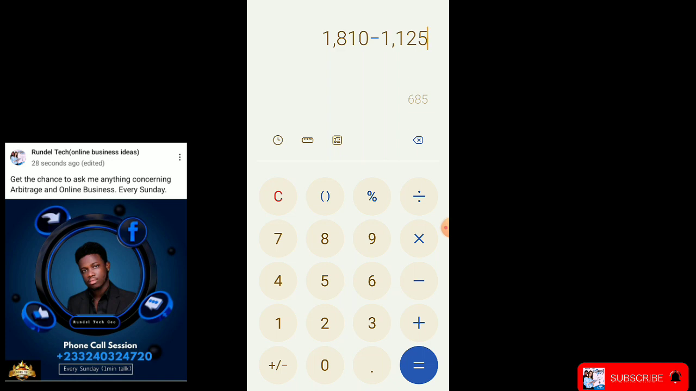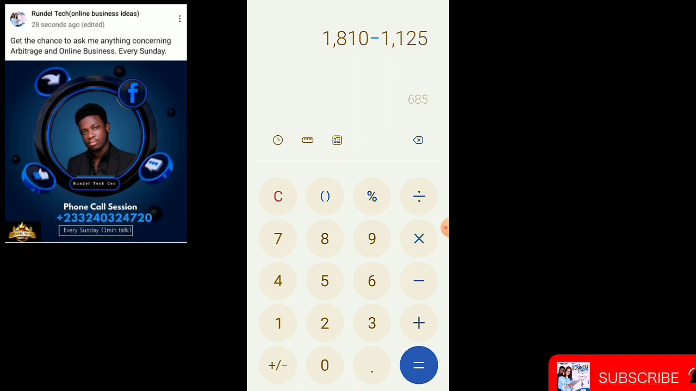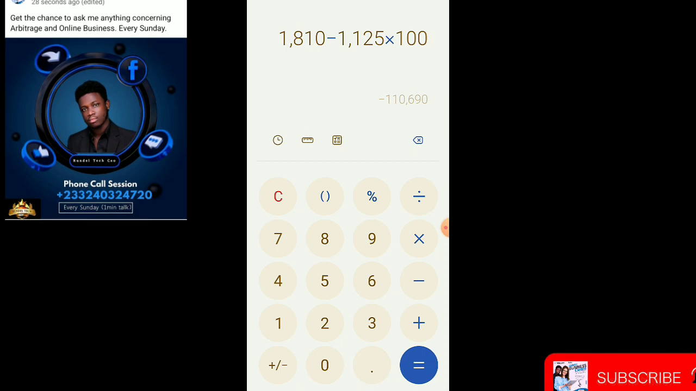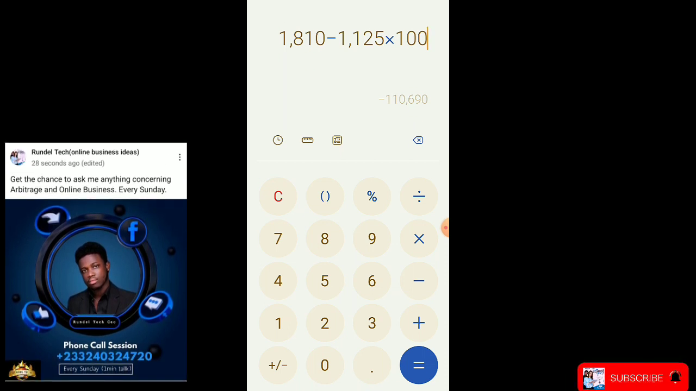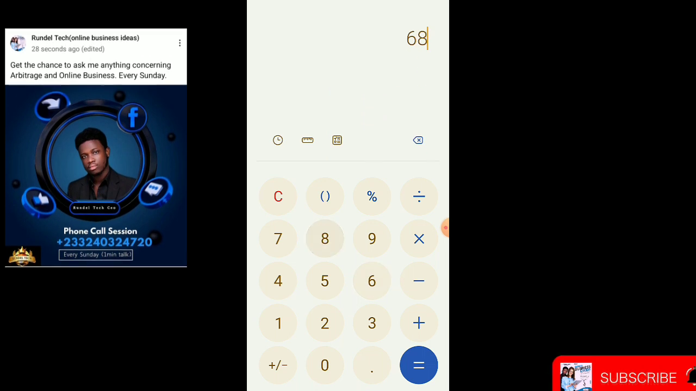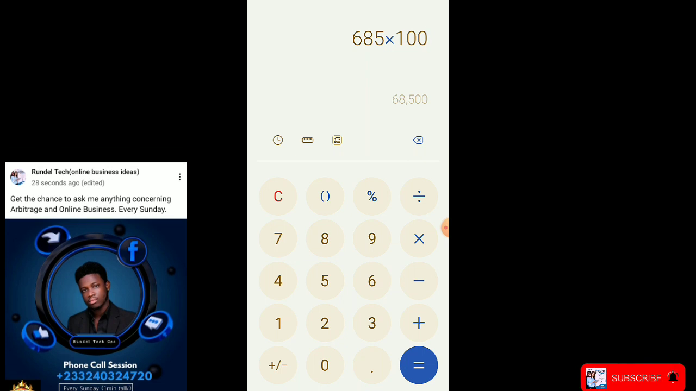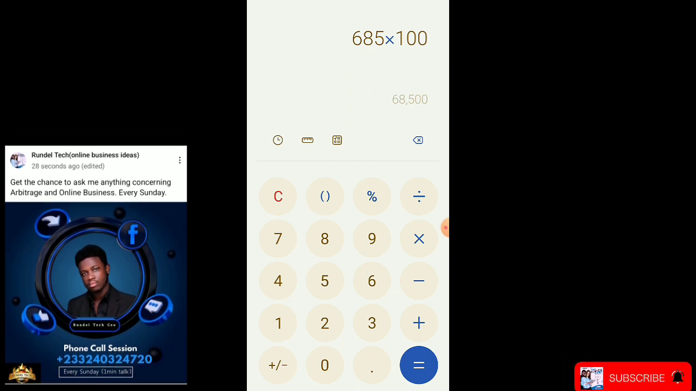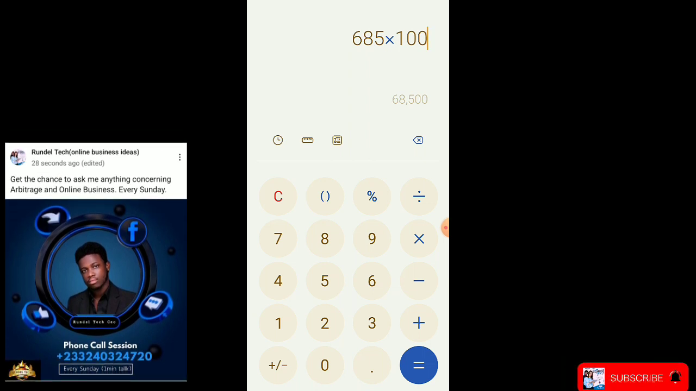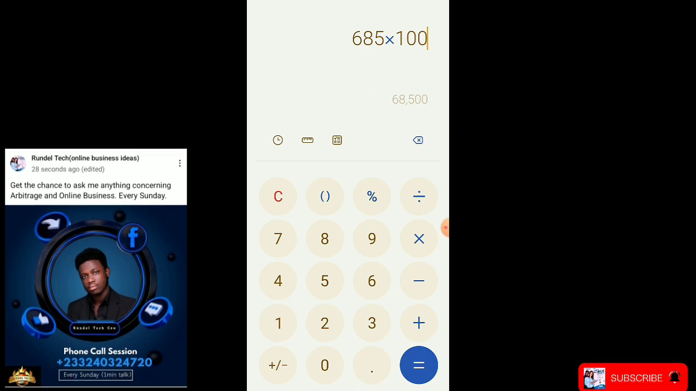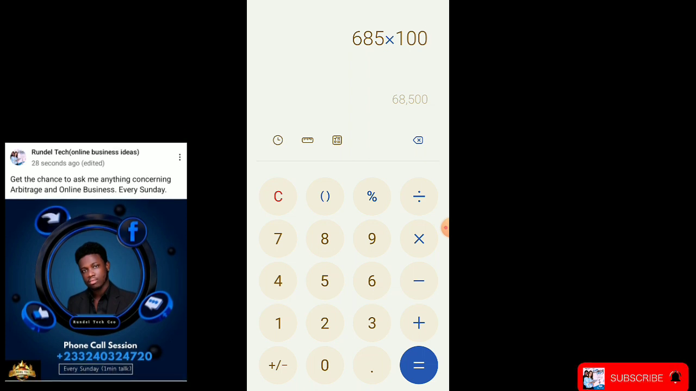So imagine I'm selling 100 USDT. I hope you understand. Maybe what I'm doing is making you confused. So 685 times 100. So this is how it is. I'm making 68,500 naira from selling 100 USDT.